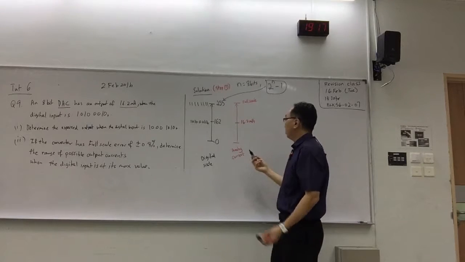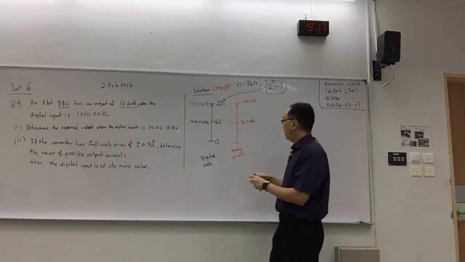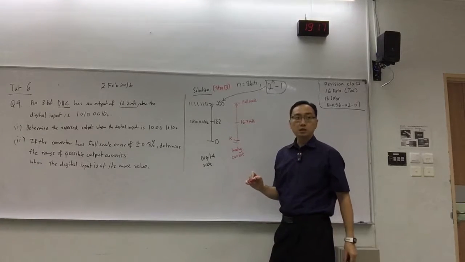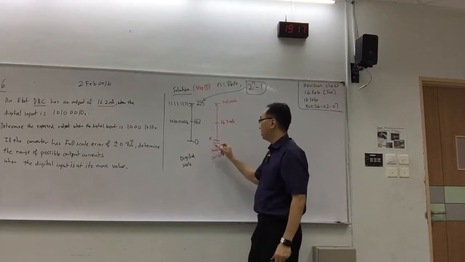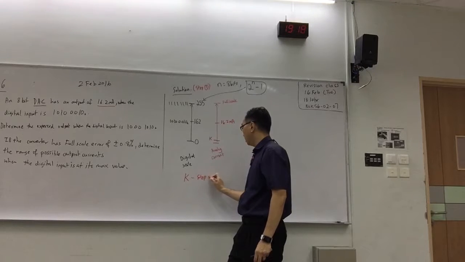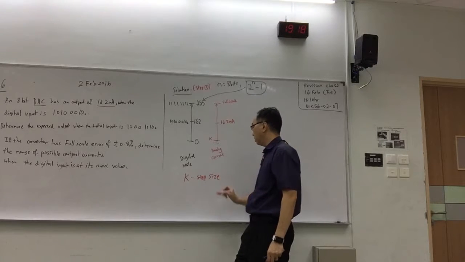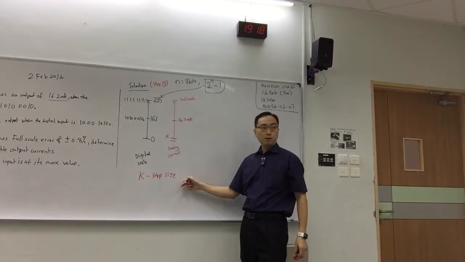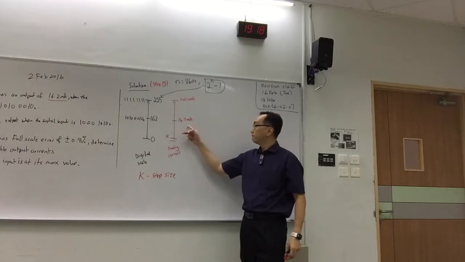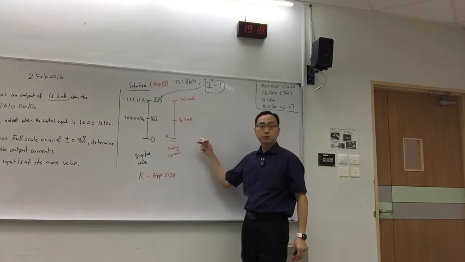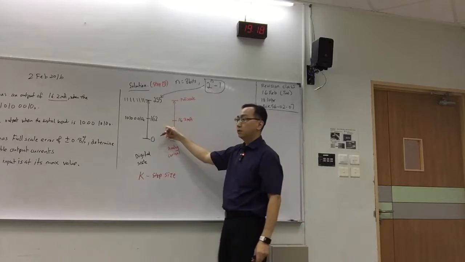Now, what do we do next? We need to find out what the single step is, which is called K. K stands for step size. We need to know what K is. How do we find the step size? Anyone? How to find the step size?